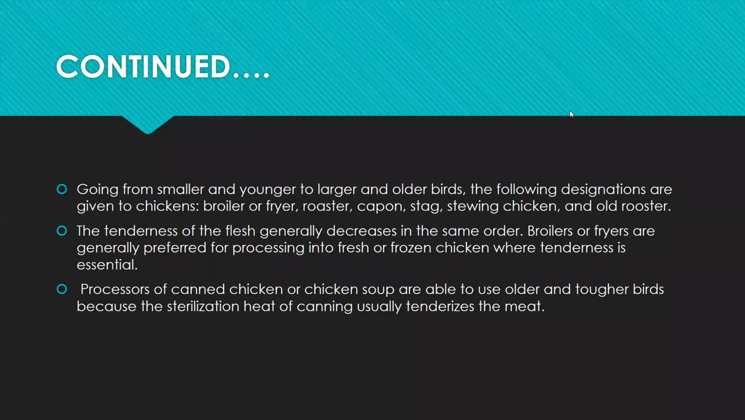So going from smaller and younger to larger and older birds, there are different designations given to chickens, such as broiler or fryer, roaster, capon, stag, stewing chicken, and old rooster. The tenderness of the flesh generally decreases in the same order. The broilers or fryers are generally preferred for processing into fresh or frozen chicken because tenderness is essential. However, in canned chicken or chicken soups, they can use older and tougher birds because the sterilization heat of canning usually tenderizes the meat.